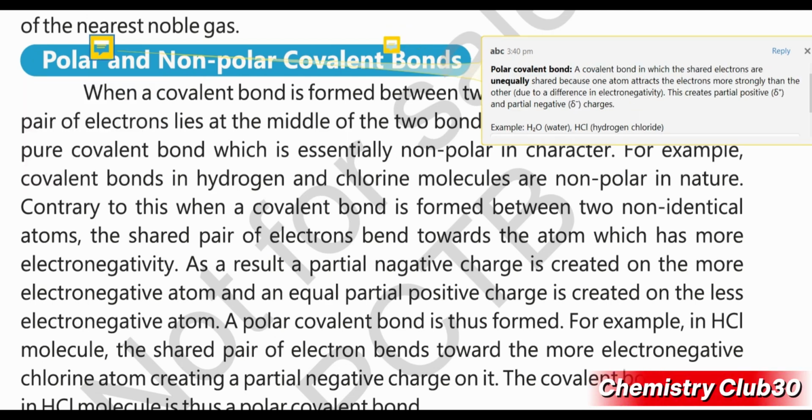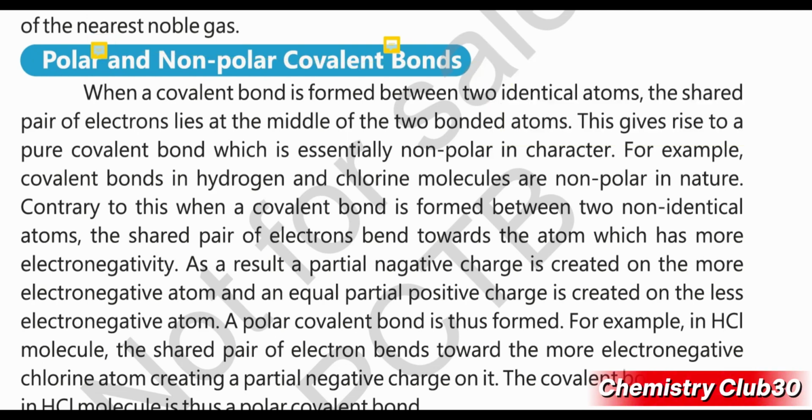And a polar covalent bond is one in which shared electrons are unequally shared between the two bonded atoms, because one atom attracts the electrons more strongly than the other due to a difference in electronegativity. This creates partial positive and partial negative charges. An example of polar covalent bonds are the bonds present in the water molecule and hydrogen chloride. Now we will see its detail.